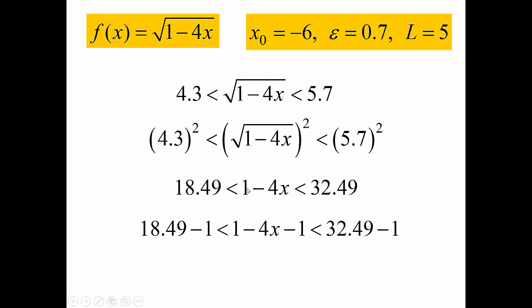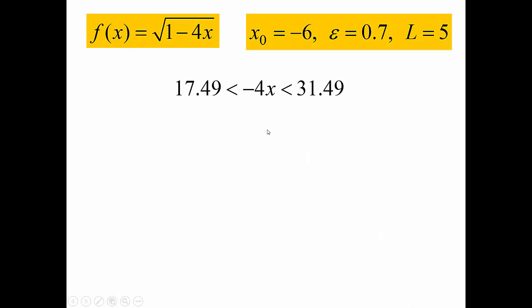I probably would chunk this 1 out of here. So I'd subtract 1 on every piece. So in the middle here, I have negative 4x. I subtracted 1, subtracted 1. It's all good, no problem. This is algebra, right? And so now I would divide every piece by negative 4x.